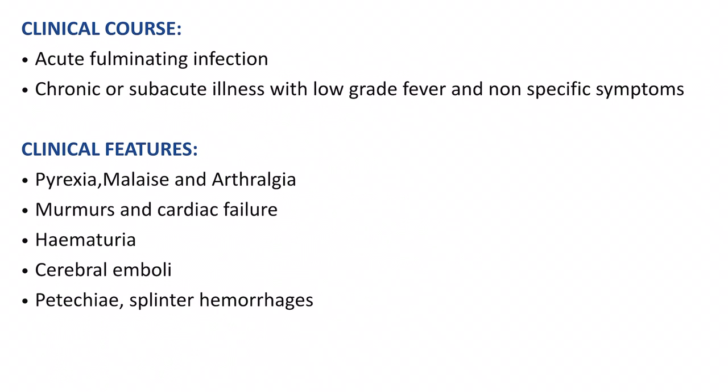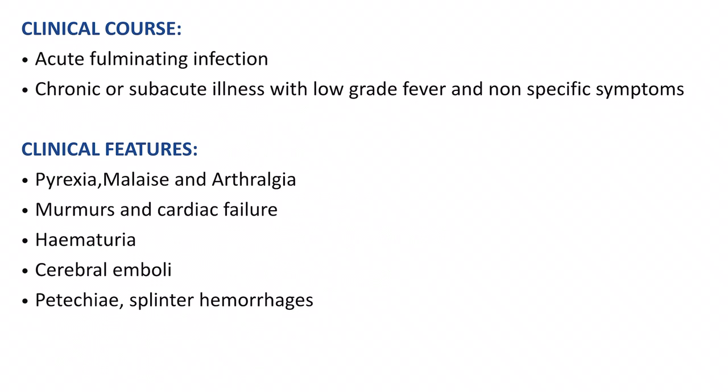Now let us discuss the clinical course of this disease. It can present in 2 forms. Either it can present as an acute fulminating infection which requires immediate management, or it can also present as chronic or subacute illness with low-grade fever and non-specific symptoms. Now let us see the symptomatology, clinical features. Pyrexia, malaise and arthralgia are non-specific features of this disease. Pyrexia means fever, malaise is the feeling of discomfort, and arthralgia means joint pains.